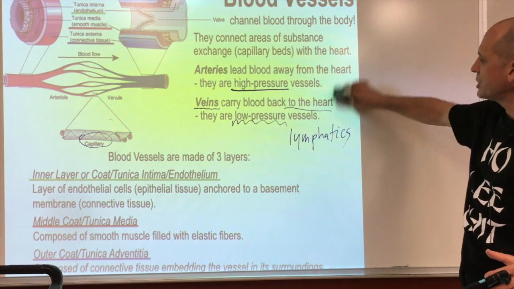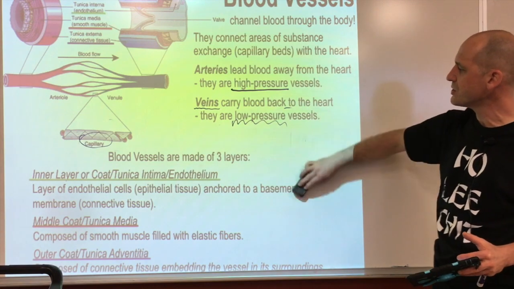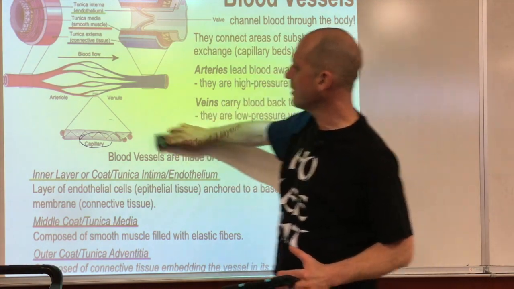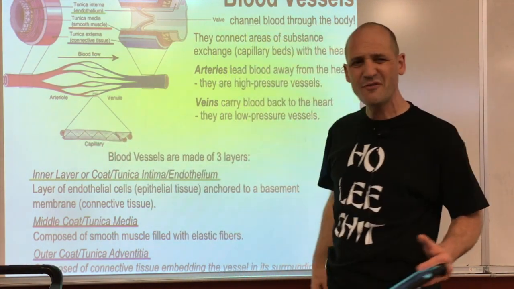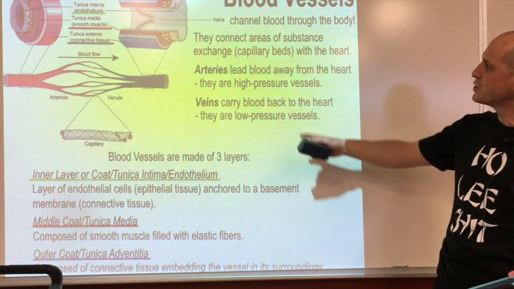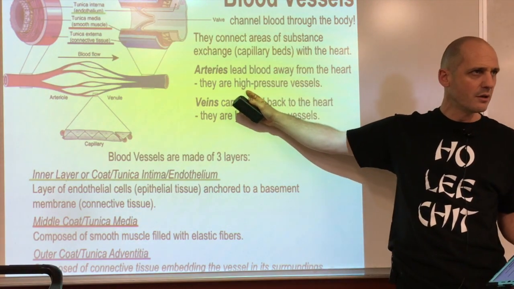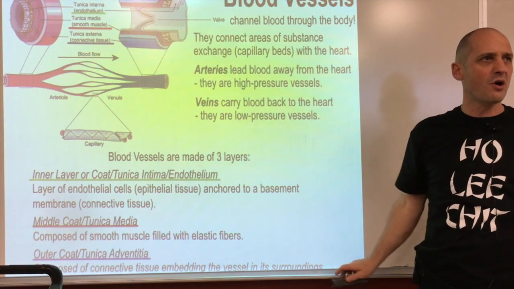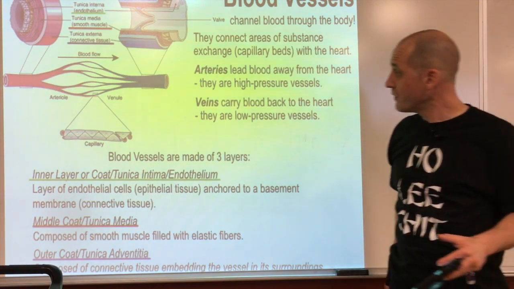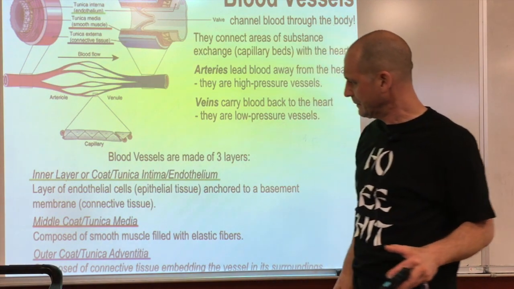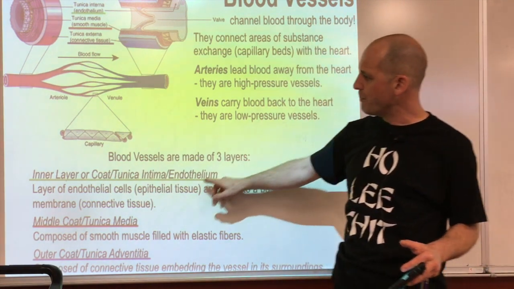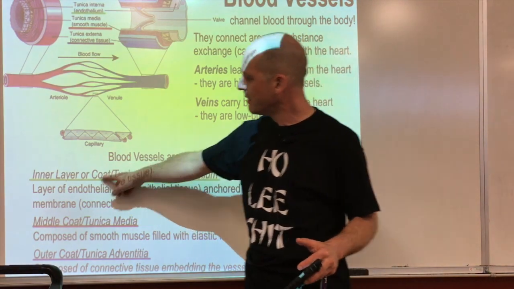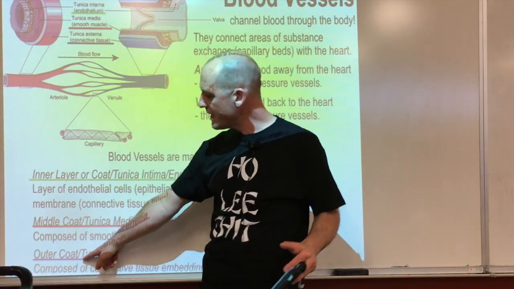When we look at the general makeup of blood vessels, the structure, the artery is going to look a little bit different than the veins because the arteries have to withstand a high pressure. The veins just have to channel blood through the body so it goes back to the heart and doesn't end up nowhere. So we need to have the right destination. But they're both made up of the same three layers. They have an inner layer, a middle layer, and an outer layer.